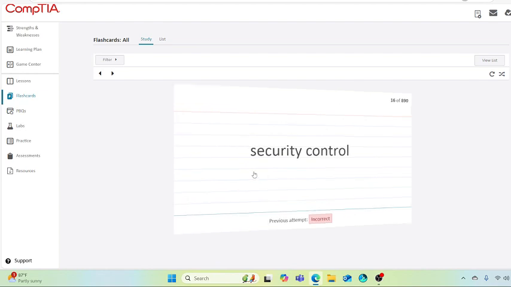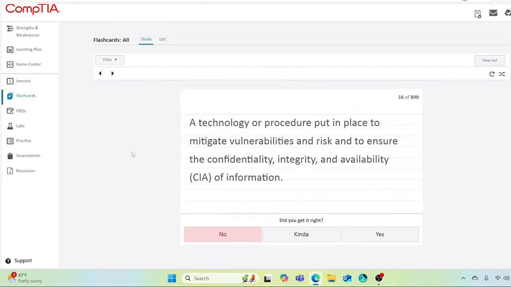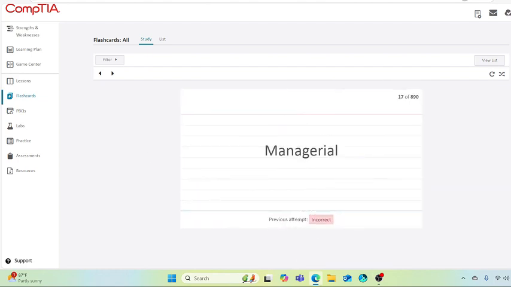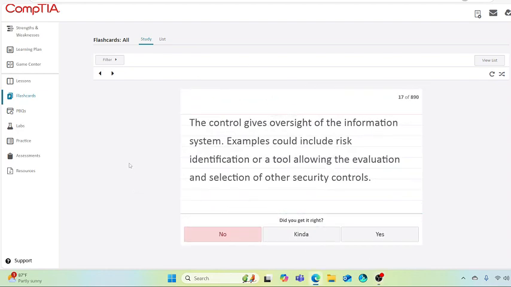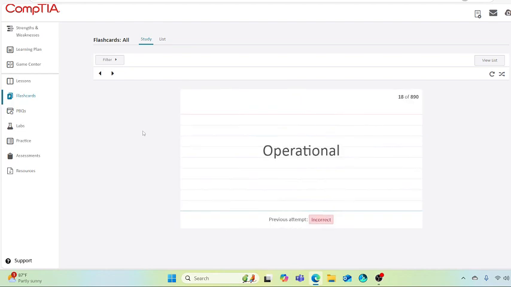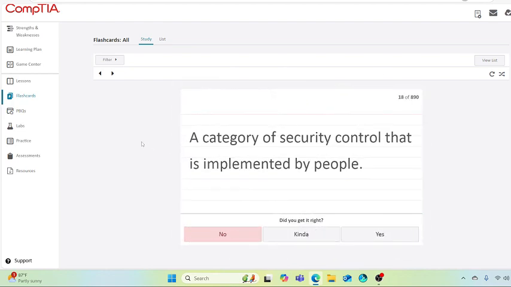Security control. A technology or procedure put in place to mitigate vulnerabilities and risk and to ensure the confidentiality, integrity, and availability of information. Managerial. The control gives oversight of the information system. Examples could include risk identification or a tool allowing the evaluation and selection of other security controls. Operational. A category of security control that is implemented by people.